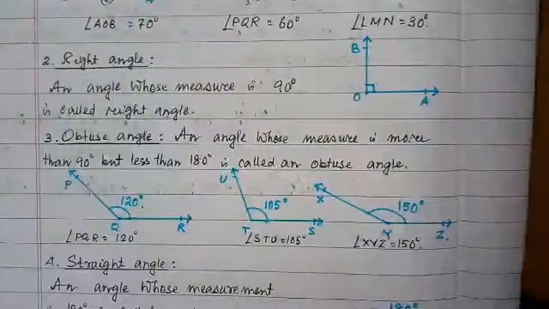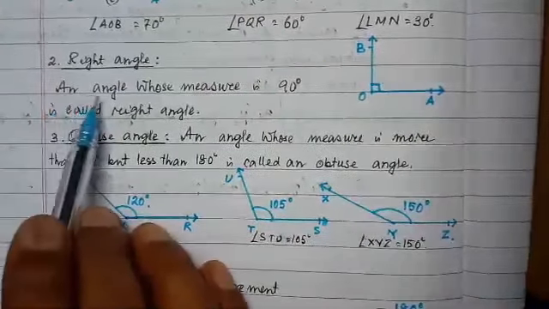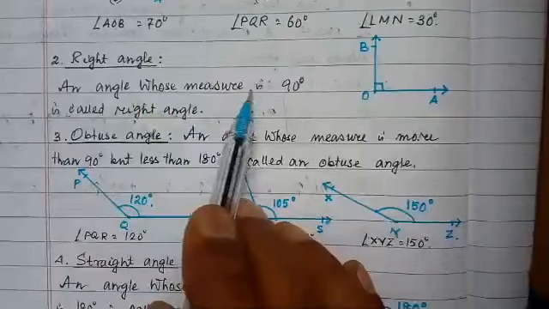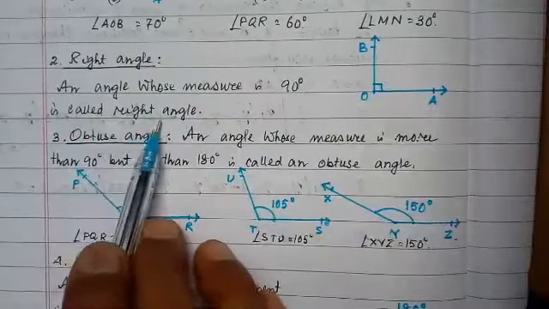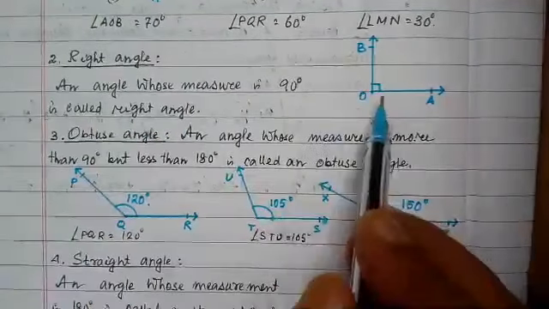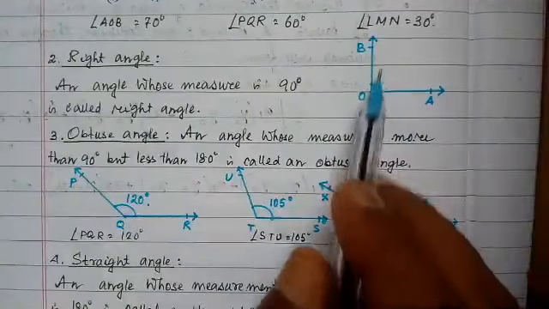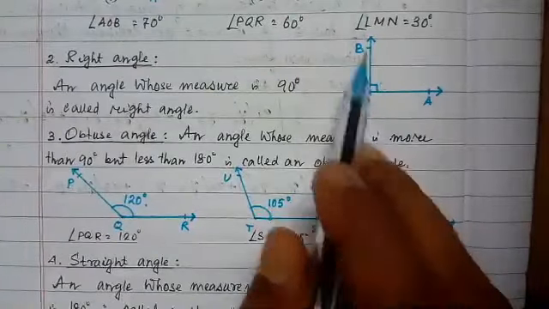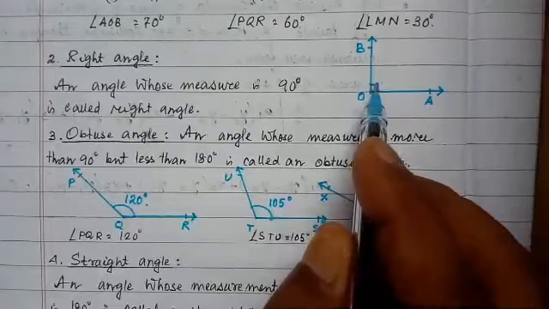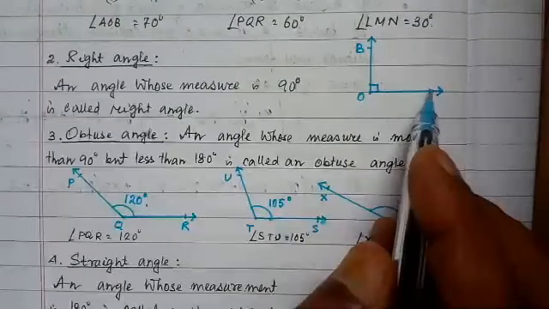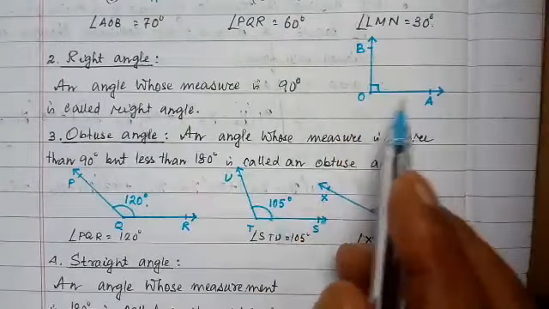Now, right angle. An angle whose measure is 90 degree is called a right angle. Here I see OA and OB are two rays perpendicular to one another. Hence, this angle is 90 degree. That is, angle AOB is equal to 90 degree.